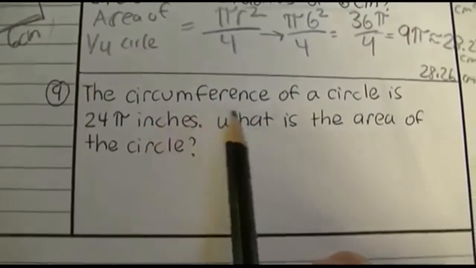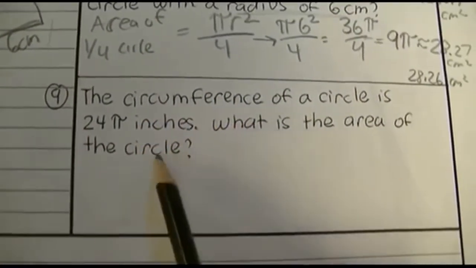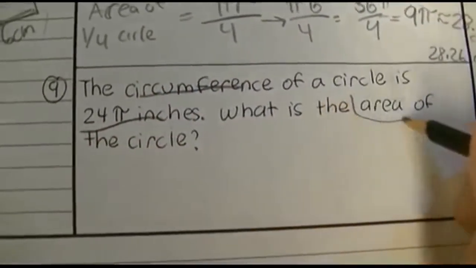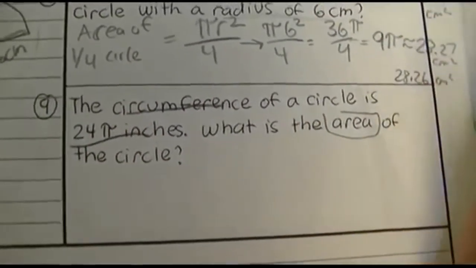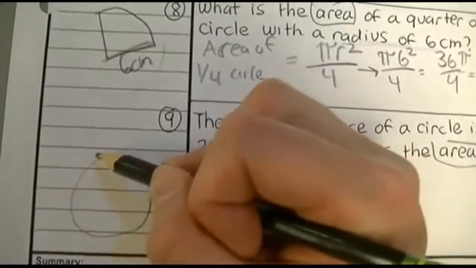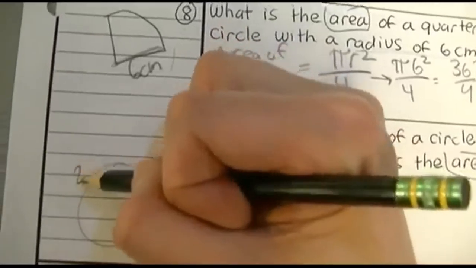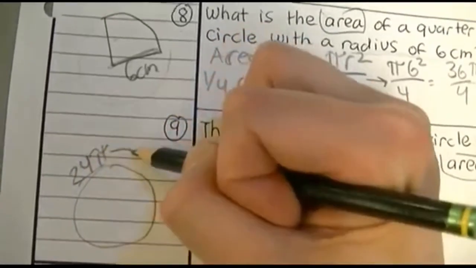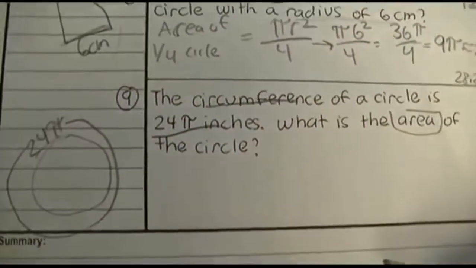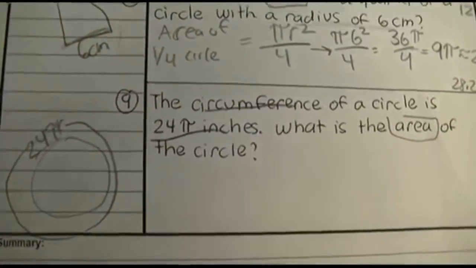All right, the circumference of a circle is 24 inches. What's the area of the circle? Okay, they give you that the circumference is this, and they're asking for the area. Here's another one where you got to really use what you know, okay? They're saying that the distance all the way around this circle is 24 pi. So from there all the way back is 24 pi, okay? And they're asking for the area.